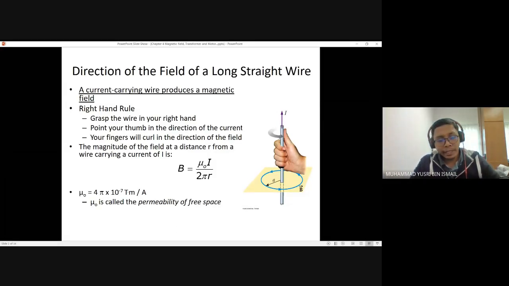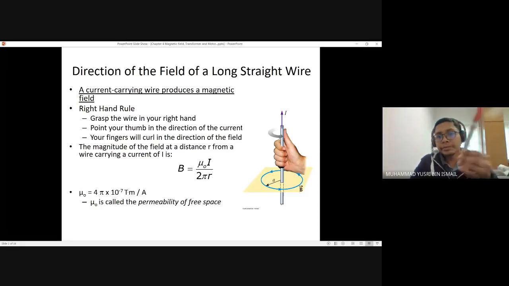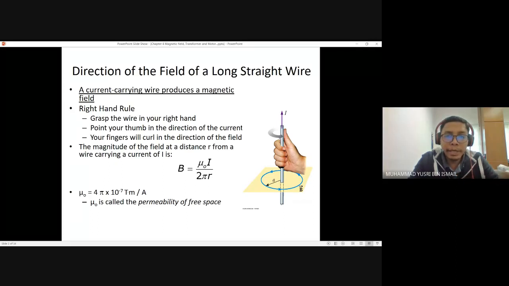Consider that you have this marker, and then this marker is a conductor. And then a current is flowing through this conductor. And then you can imagine that the magnetic field is produced around this. When a current is flowing around this conductor, it will produce a magnetic field.